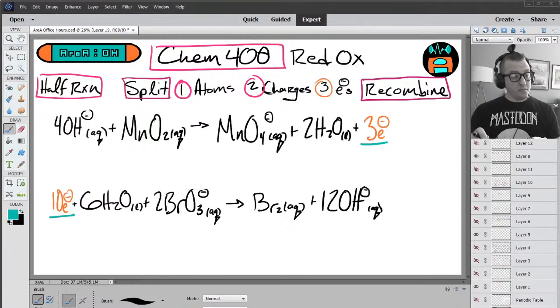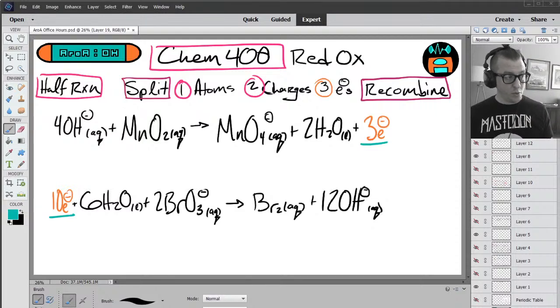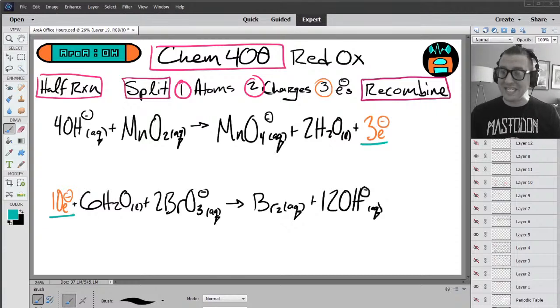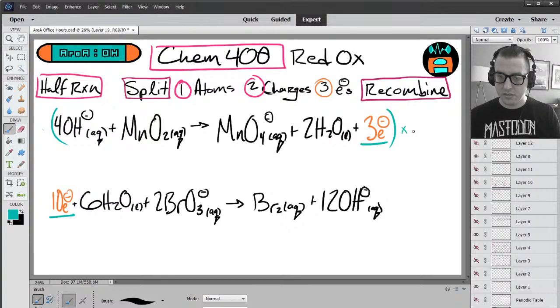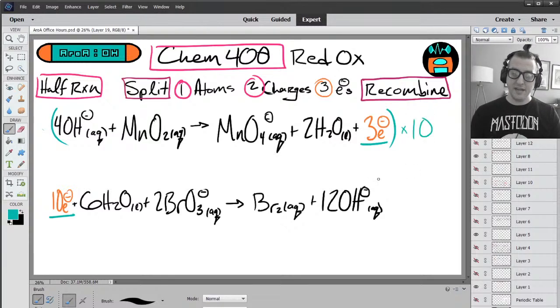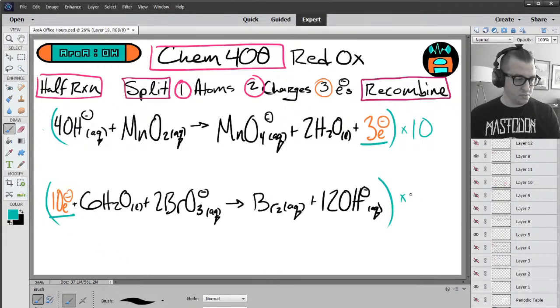Now we have to have the same number of electrons on either side. Right now we have 10 for the bromine half reaction and 3 for the manganese half reaction. 10 and 3 don't go into each other evenly. So we need to take the manganese half reaction, multiply this by 10. We need to take the bromine half reaction and multiply.